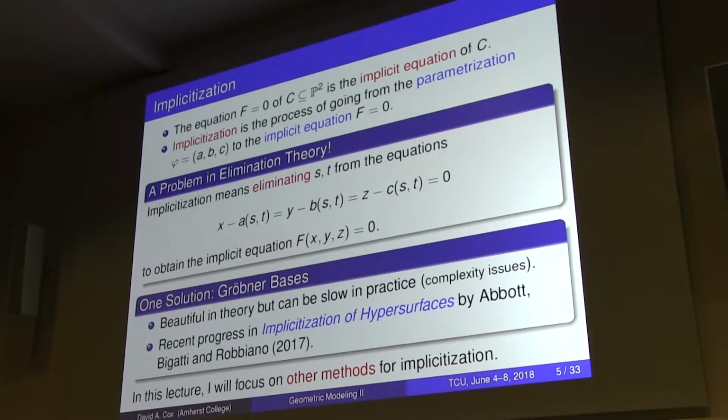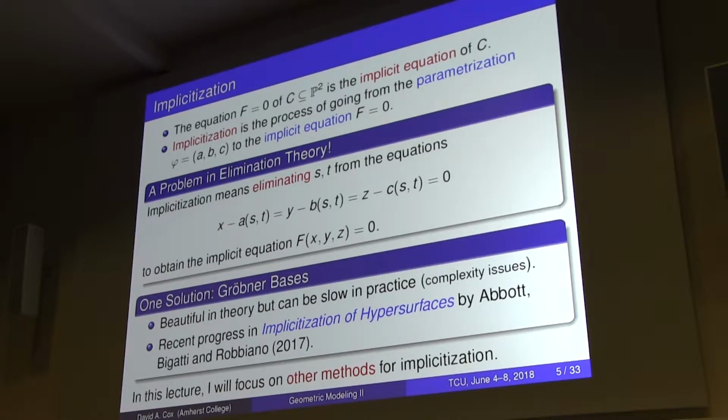And of course you can do that using Gröbner bases. It's beautiful in theory. Sometimes it can be slow in practice, although there are people that will disagree with that. If you ask Daniel Lazard, he said Gröbner bases are great for implicitization. And there's actually even some recent work by Abbott, Bigatti, and Robbiano on implicitization of hypersurfaces using Gröbner bases.